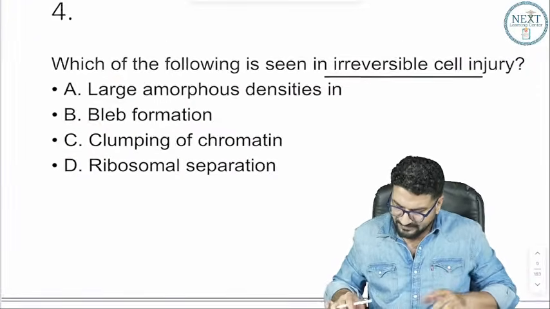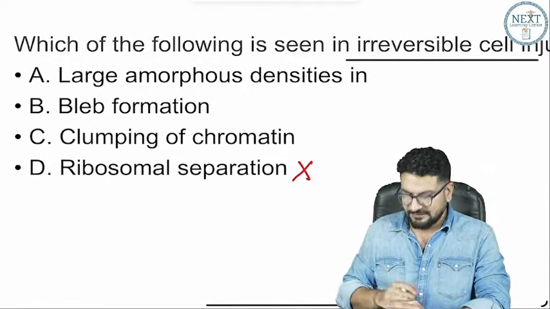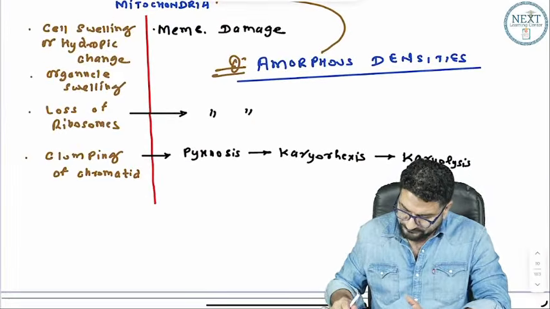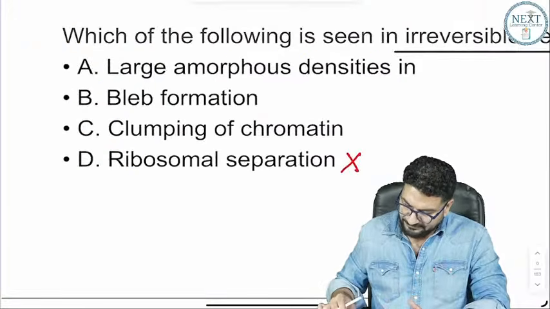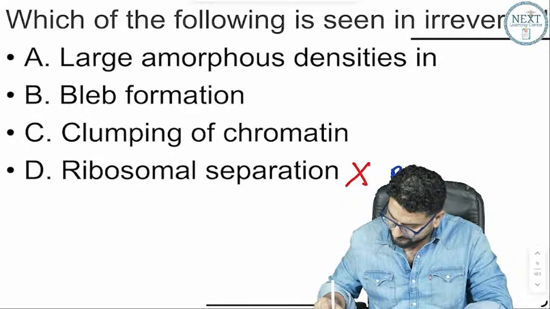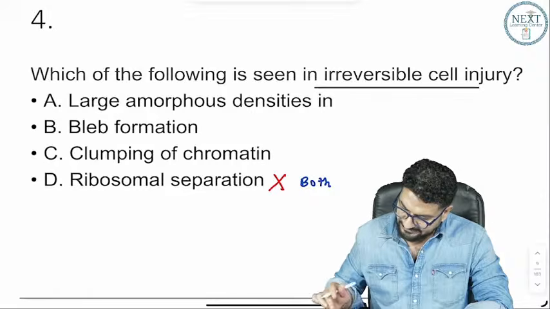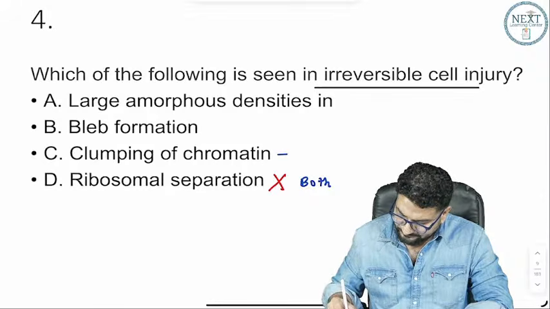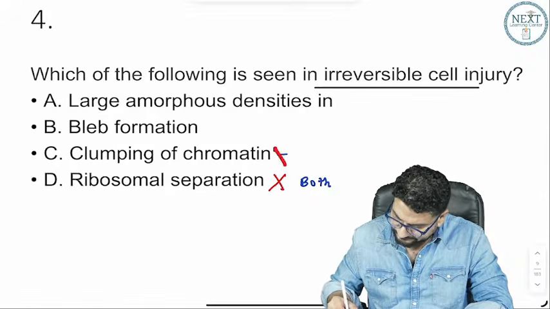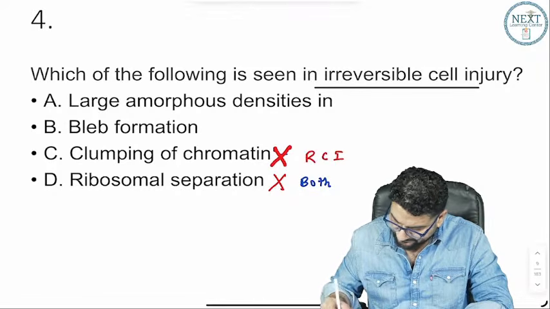So let's see. Ribosomal separation you will see in both. This loss of ribosome you will see here also. You can see in both. So this loss of ribosome you will see in both. It's not the answer. Then they ask you clumping of chromatin. It is not the answer. Why? Because it is something that we see in reversible cell injury.